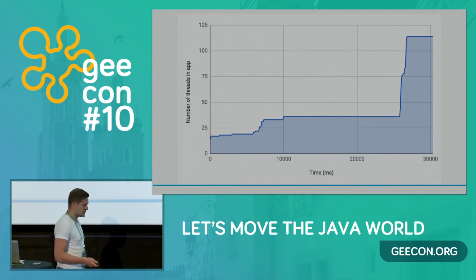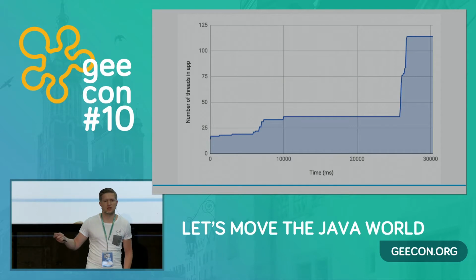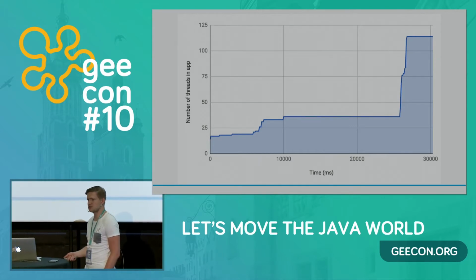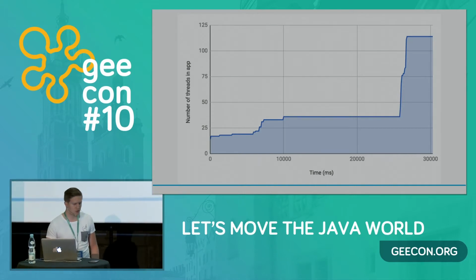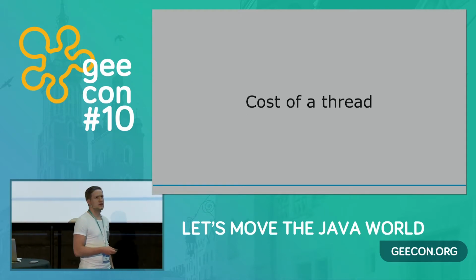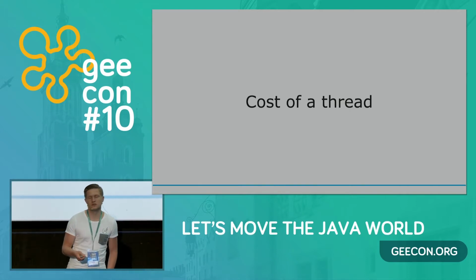As you could see on this graph, there are a lot of threads in the application. It's like 110 of them. And this is a very moderate application. It actually doesn't spawn many threads. So why are we actually fixated on making as few threads as possible?